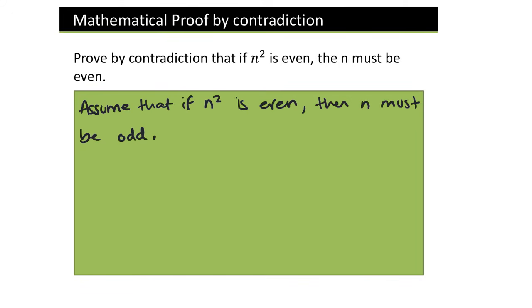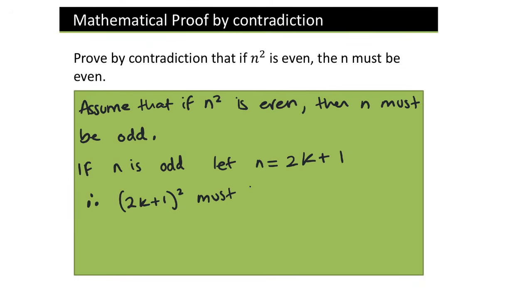Okay. So, if n is odd, okay, let's start with that. Let n equal, what's an odd number? Let's use a different letter. 2k plus 1. Okay. Therefore, 2k plus 1 squared must be even, because that's what we're saying, right? So let's expand the bracket.